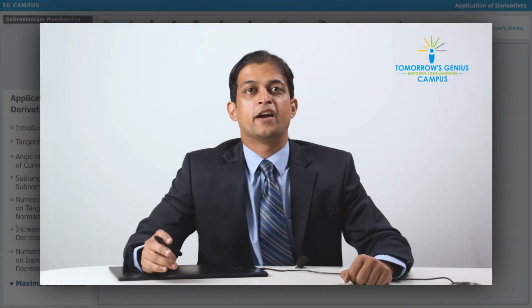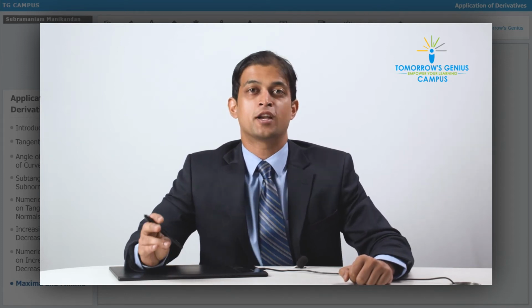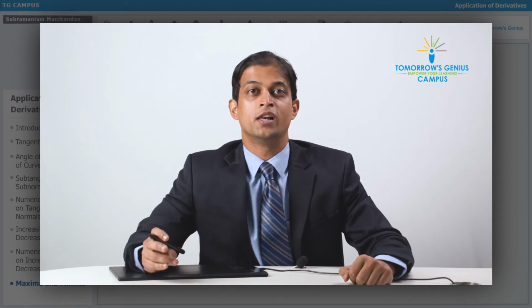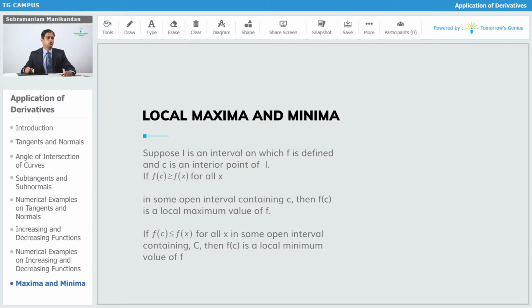Alright, now that we have defined absolute maxima and absolute minima, it is pertinent to also define local maxima and local minima. Suppose I is an interval on which a function f is defined and c is an interior point of I. If f(c) is greater than or equal to f(x) for all x in some open interval containing c, then f(c) is a local maximum value of f.